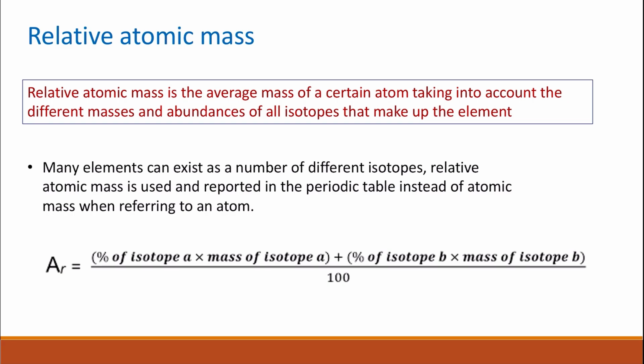You can calculate the relative atomic mass of an element if you know the mass and relative abundance of the different isotopes. If you have two isotopes, you can calculate the relative atomic mass by multiplying the percentage abundance of isotope A times its mass, plus the percentage of isotope B times its mass, divided by 100. If you have three isotopes or more, then you can add isotope C as well in the same way.